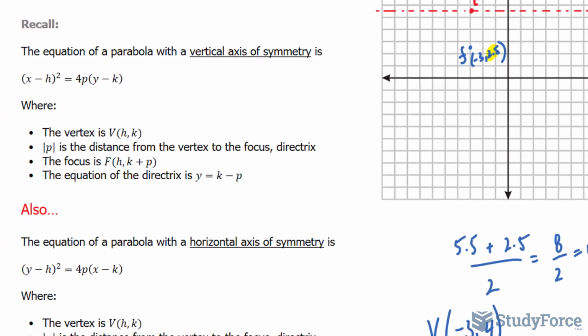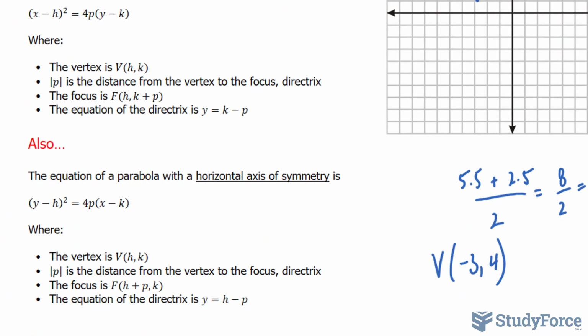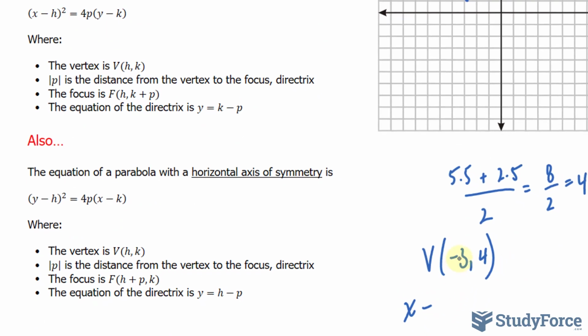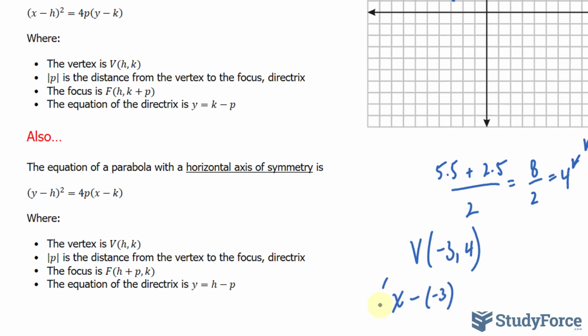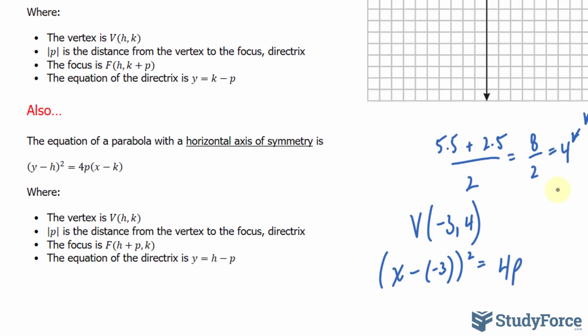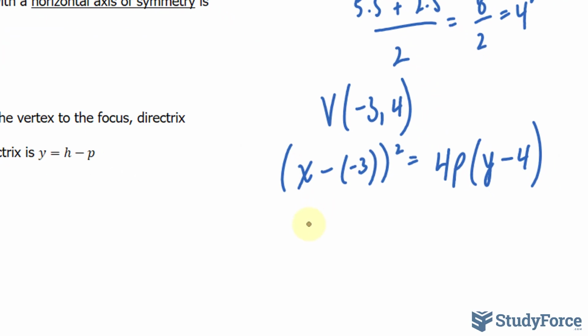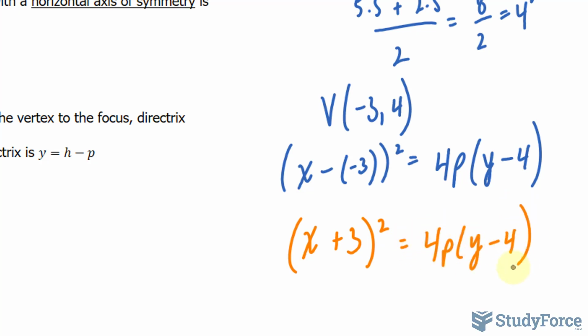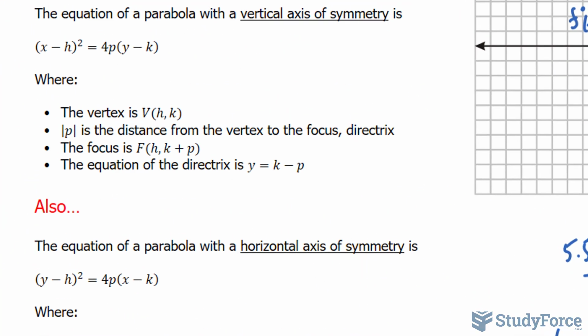We can use this information now to substitute it into this formula. Let me do that underneath. I have x minus h, which we found to be -3. Put that in parentheses, raise that to the power of 2, is equal to 4p, and I'll discuss what p means in a moment, (y minus k), and that was 4. Let me simplify. I have (x plus 3) raised to the power of 2 is equal to 4p(y minus 4).